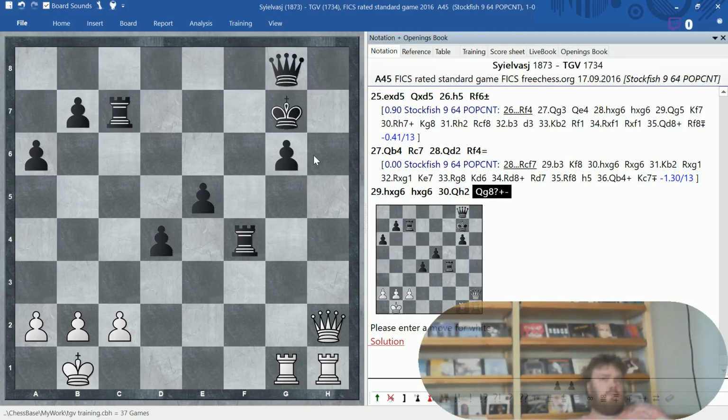Check here. Check here. And now his only square is f8. And I can check d6 and win the queen. So apparently this is not the solution. Okay.